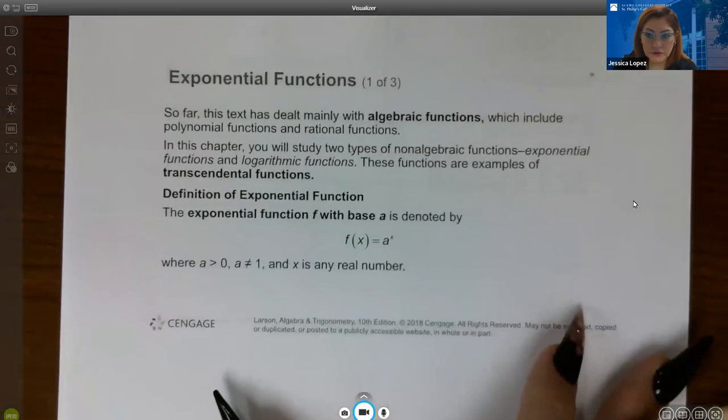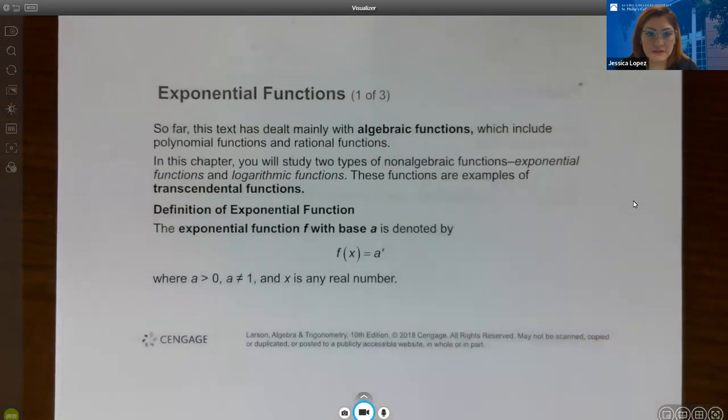So for the first page, what we have here is just to point out that so far, all we've ever dealt with were algebraic functions, which included polynomial functions and rational functions. Now remember, linears and quadratics are just specific types of polynomial functions, okay? Linears are polynomial functions of degree 1, quadratics are polynomial functions of degree 2. And we know that rational functions are the ratio of two polynomials, okay?